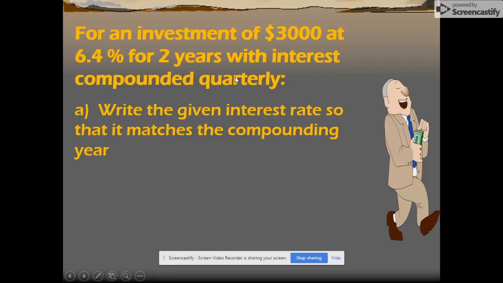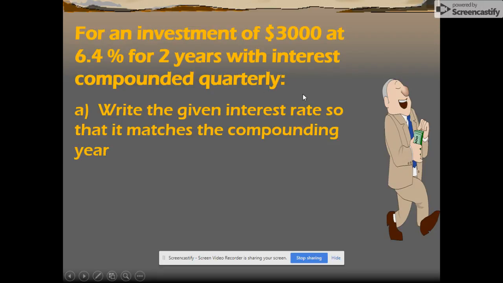Now, this is different, okay? So they compound the interest quarterly. What they mean is in 1 year, they do it 4 times, because they do it at each quarter of a year. So the first question says, write the given interest rate so that it matches the compounding year. So the compounding year is quarterly.